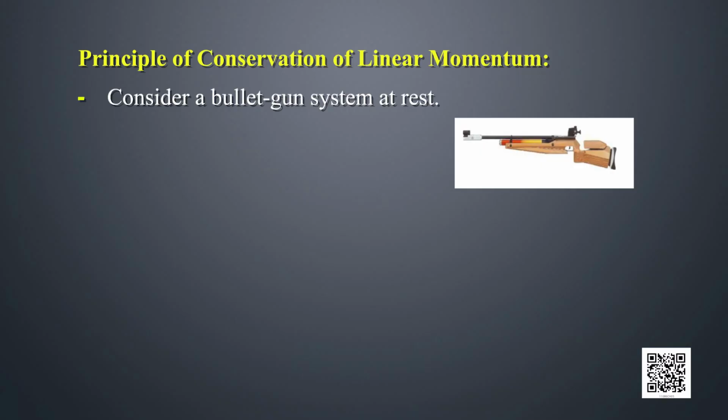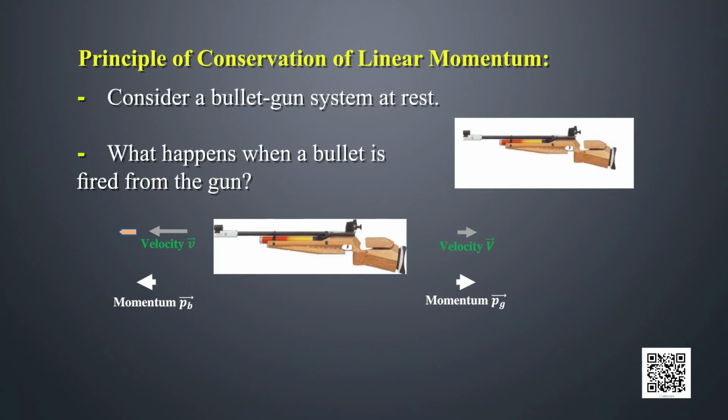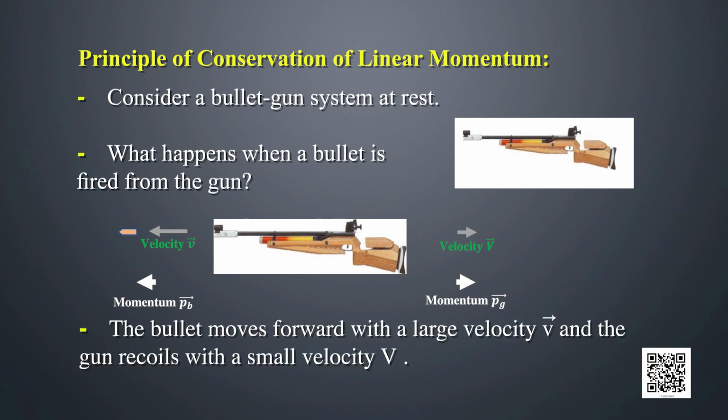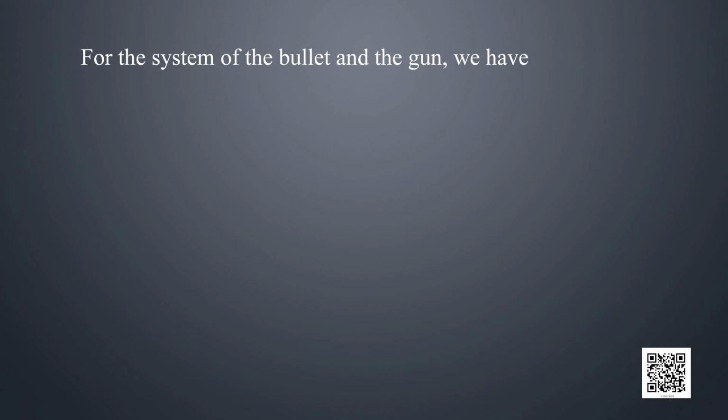Let us now take another example of the same principle. Take a bullet gun system at rest. Since the system is stationary, the total momentum of the system is 0. What will happen when a bullet is fired from the gun? The bullet moves forward with a large velocity denoted by small v, and the gun recoils with a small velocity denoted by capital V. For the system of bullet and the gun, we have P initial equal to 0.